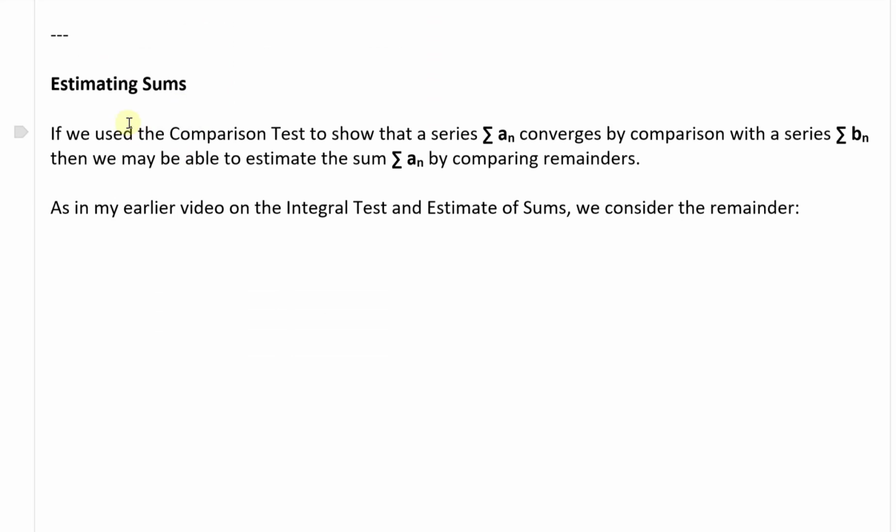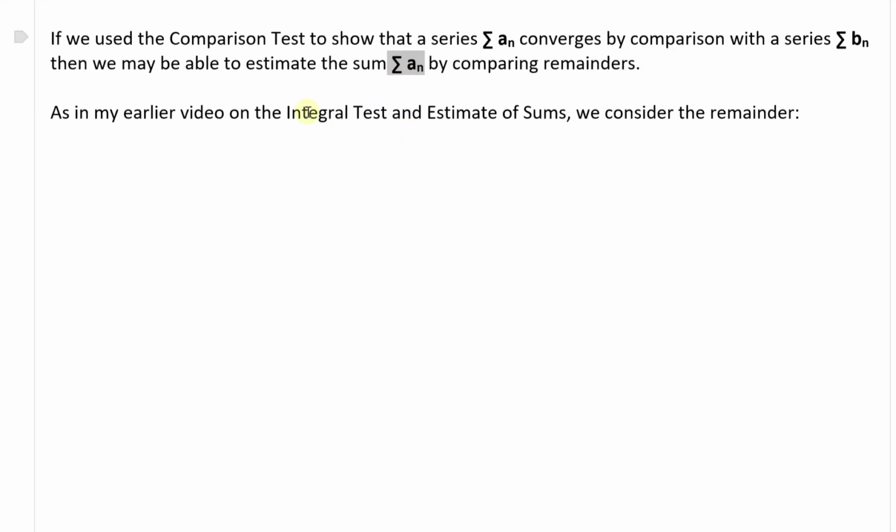So now let's look further. Estimating sums right here. If we used the comparison test to show that a series an converges by comparison with a series bn, then we may be able to estimate the sum by comparing remainders. If this series converges because this one converges, then if we can find a numerical value for the remainder of the comparison series, which is easier, like the p-series or geometric series, then we can get an estimate for this entire sum, the an.